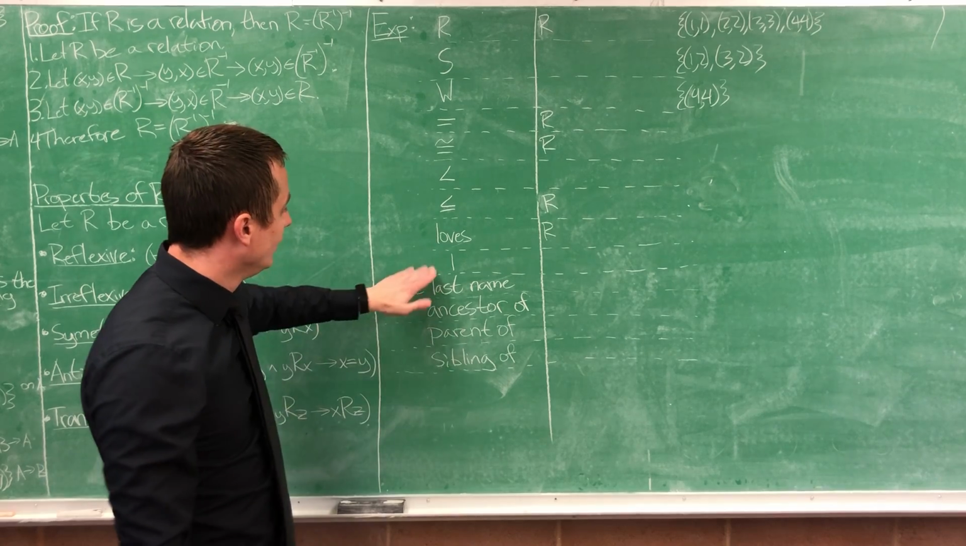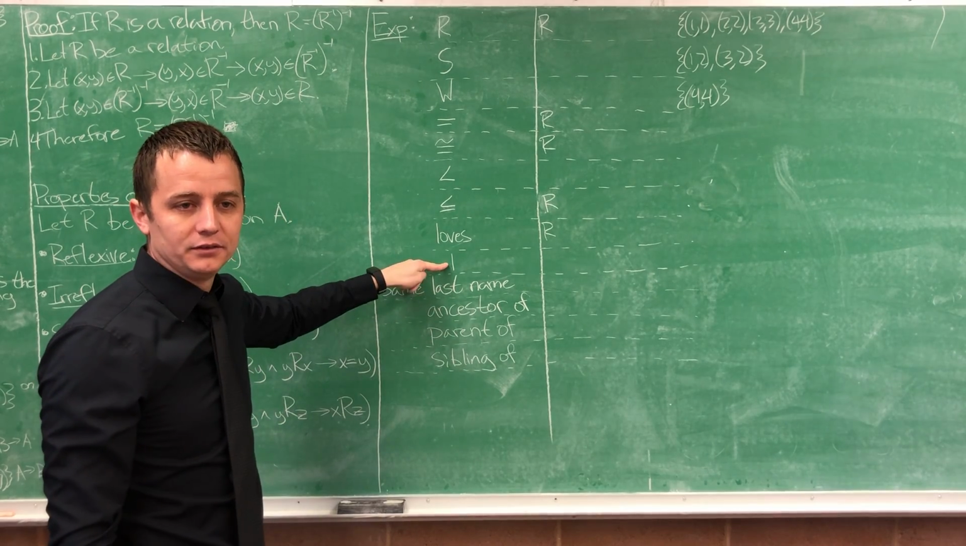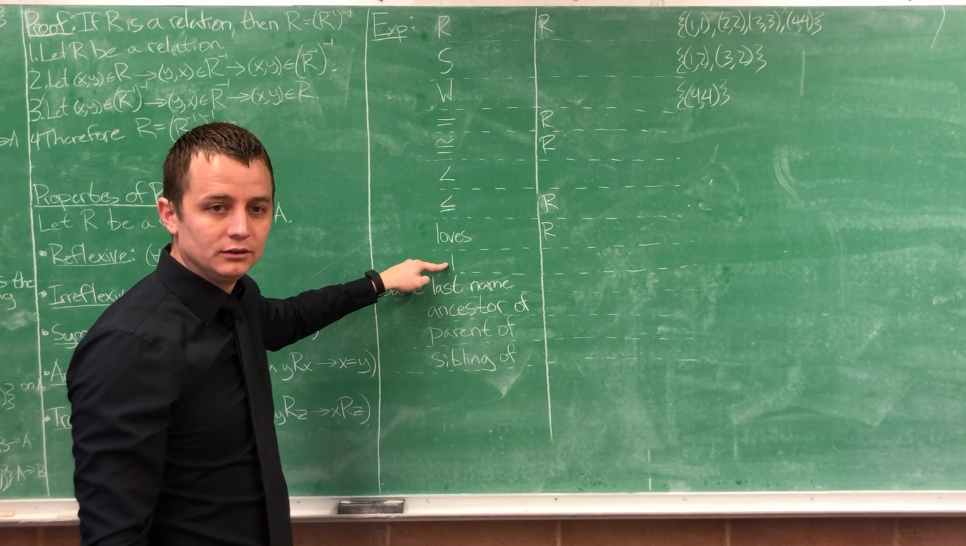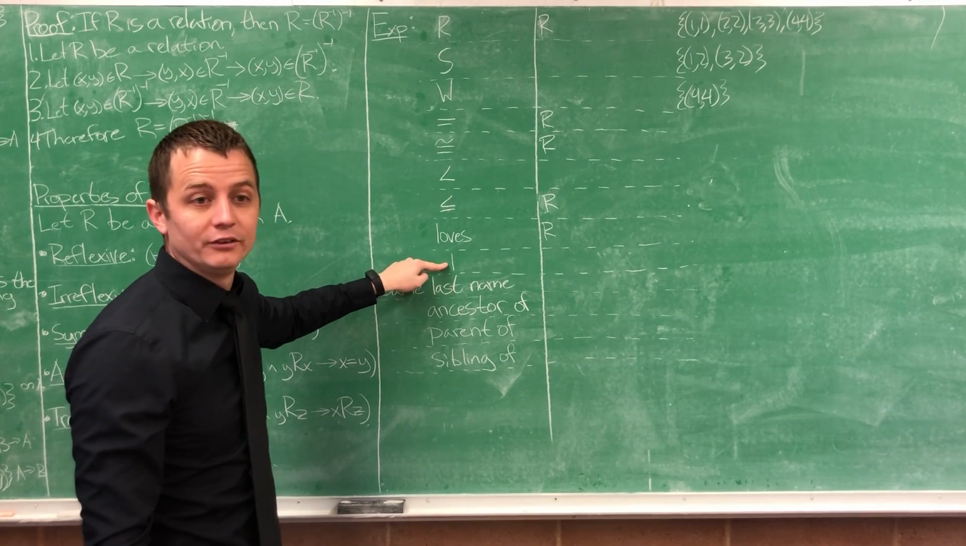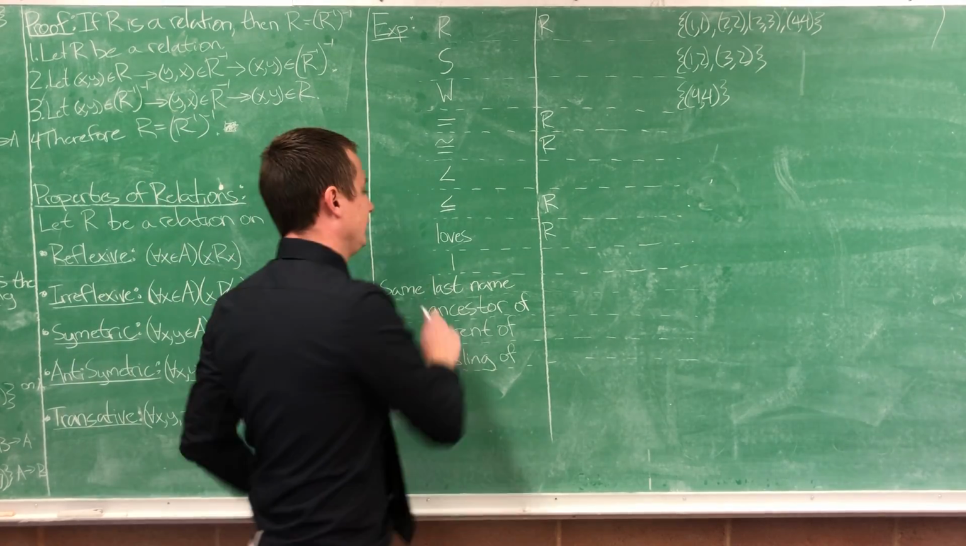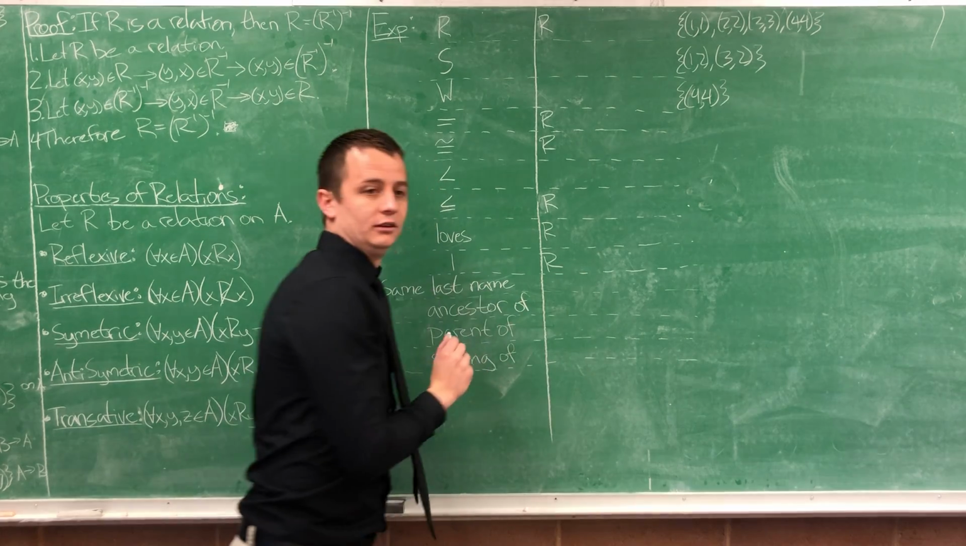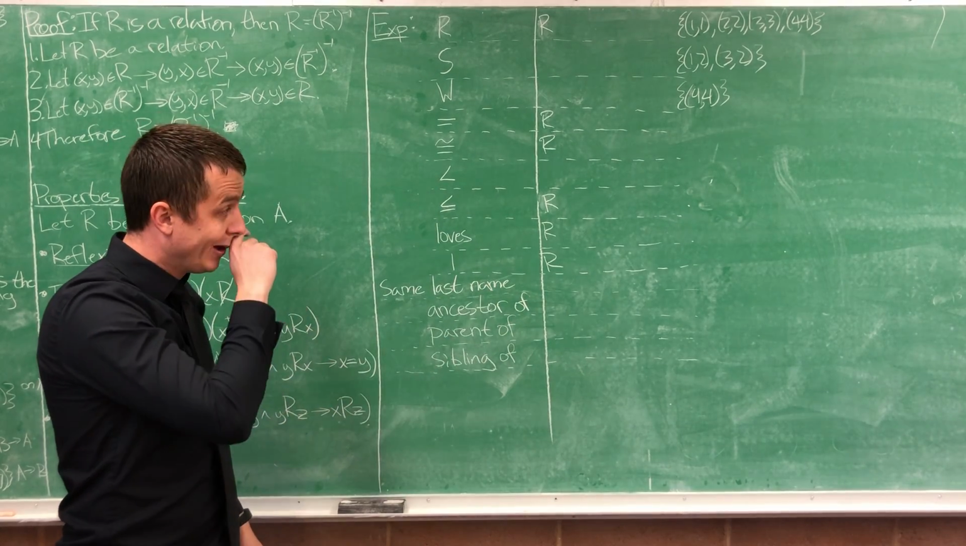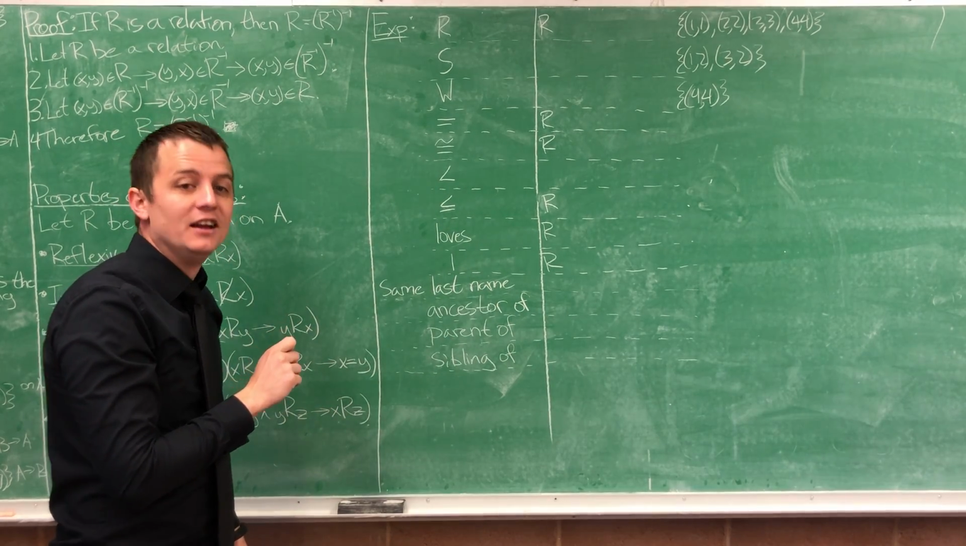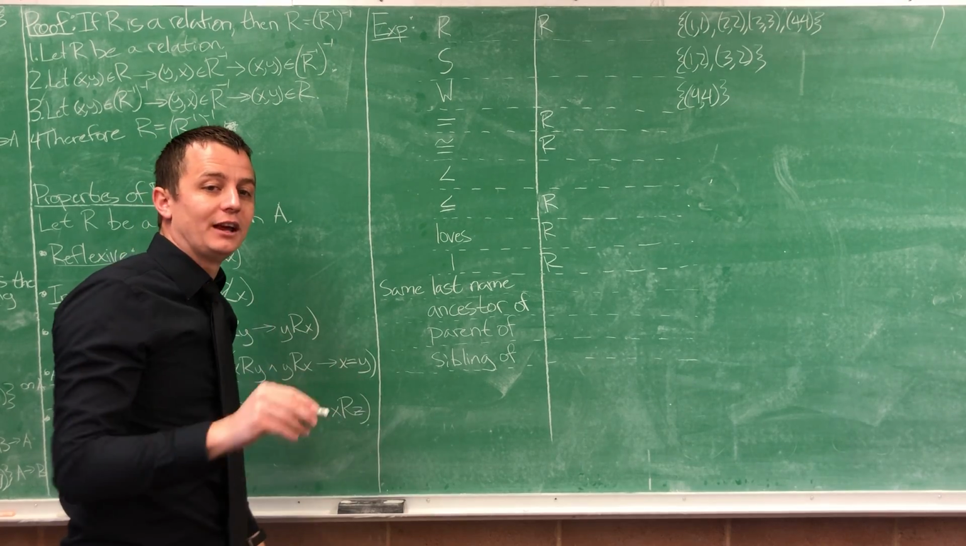Divides. Does every number divide itself? Yes, because you can times it by one. Does 5 divide 5? Yes. Does 7 divide 7? Does negative 3 divide negative 3? Yes. Every number divides itself. 0 doesn't divide 0. Can I find an integer such that 0 times that integer gives me 0?